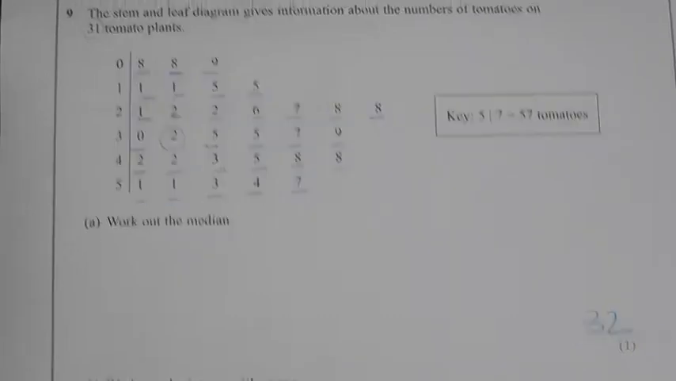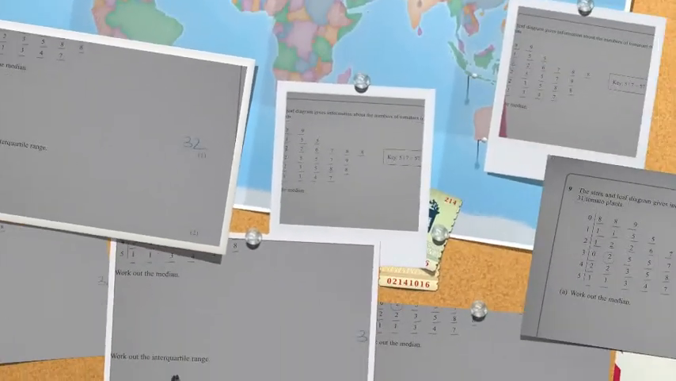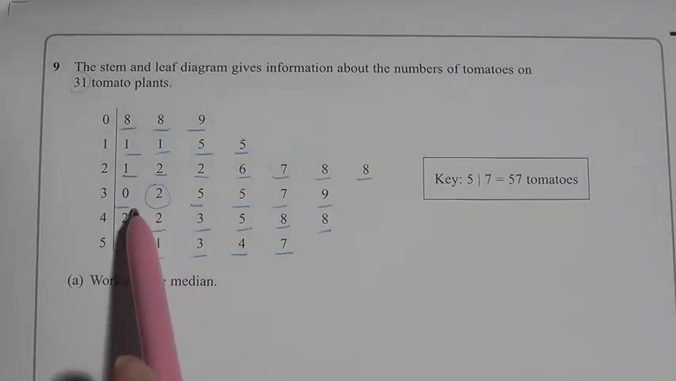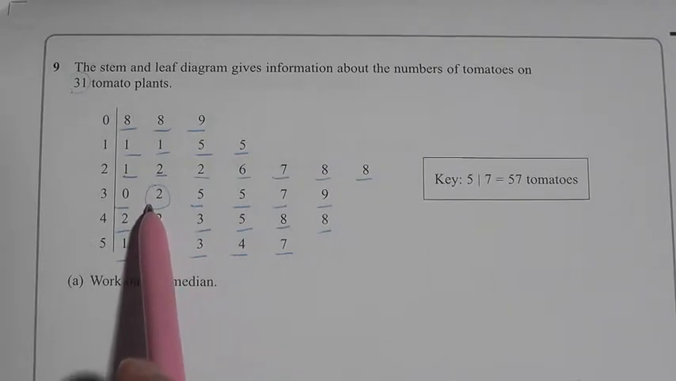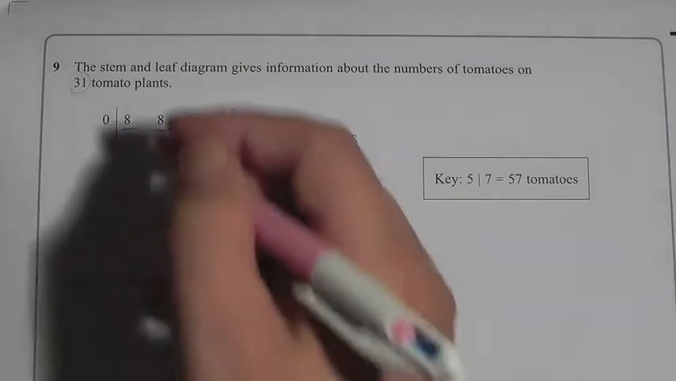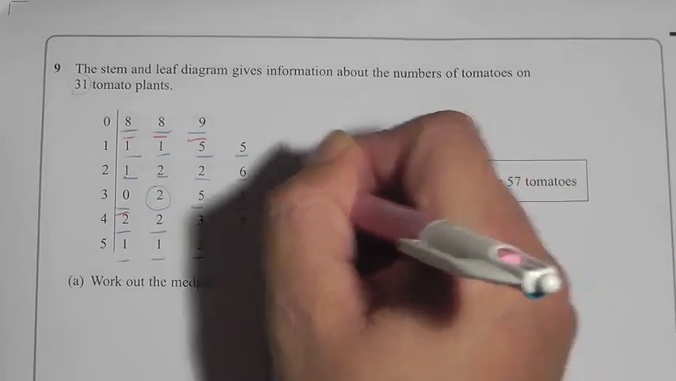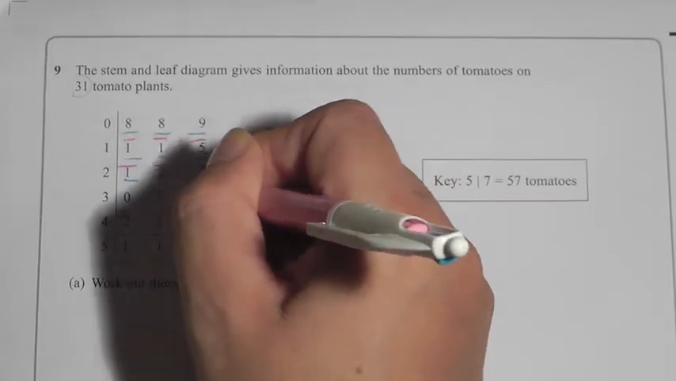I'm then asked to find the interquartile range. The interquartile range, I'm going to need to find the upper quartile and the lower quartile. The lower quartile comes from finding the median of everything to this side of the actual median. And because I have a single median in the centre, I'm going to ignore it when calculating my quartiles. So I do the same thing.